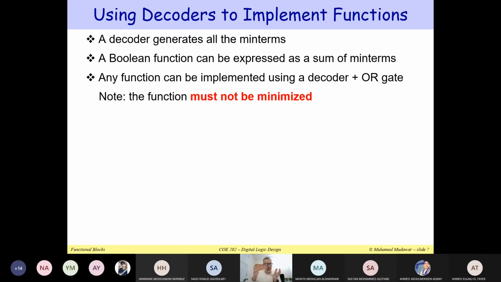And we know that any Boolean expression can be expressed as a sum of minterms. We already studied this at the beginning of the semester. Therefore, we can use the decoder to implement any Boolean function. In fact, there is no need to minimize the Boolean function. You can just look at the truth table and implement it directly using a decoder, but you need an extra gate, for example an OR gate.